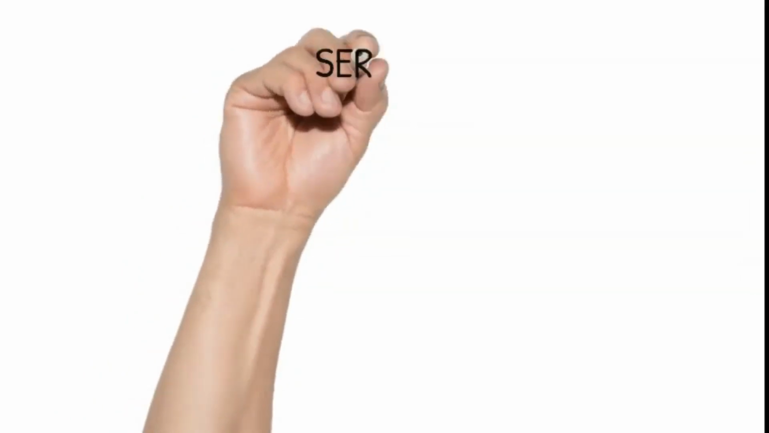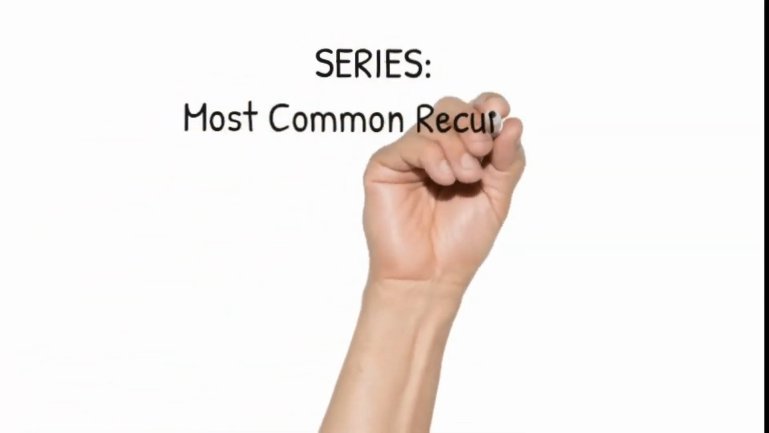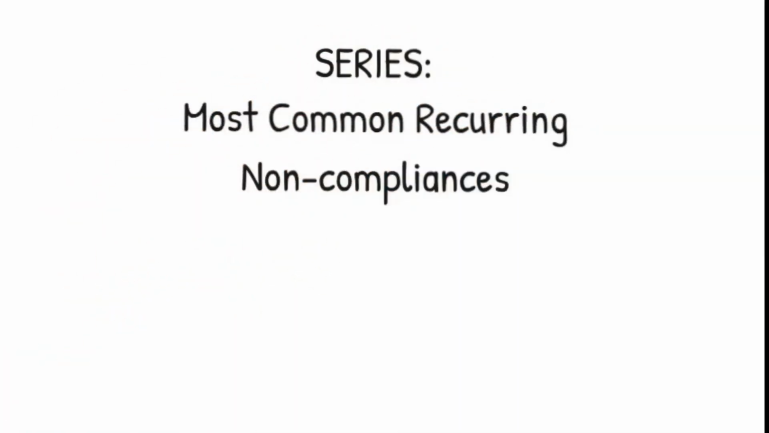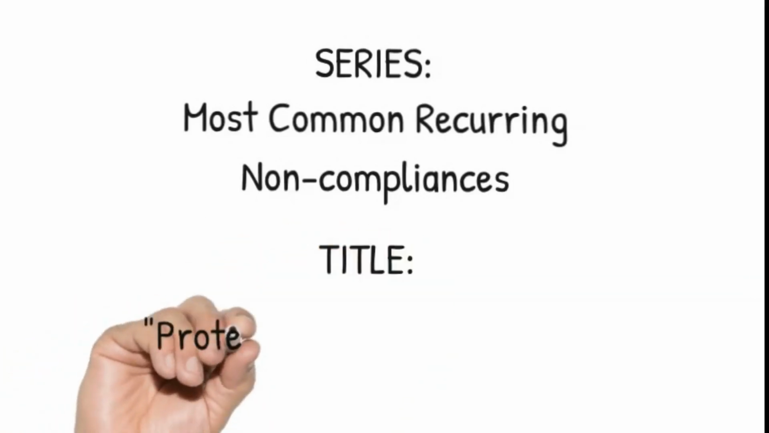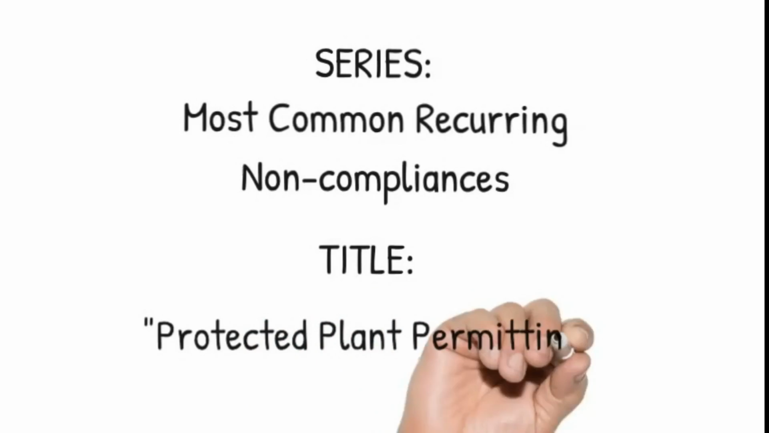We continue with the same series, most common recurring non-compliances. And the non-compliance explained in this video, or the title of this video, is Protected Plant Permitting. An often overlooked aspect of clearing indigenous vegetation and cause for unexpected project delays is the lack of planning for acquiring the required permits to remove protected or threatened plants.